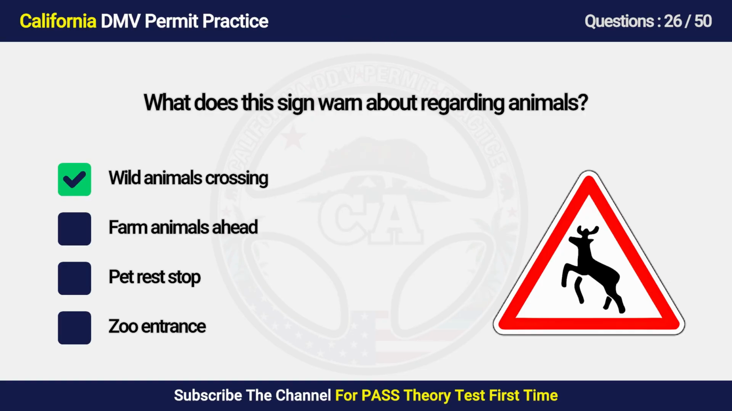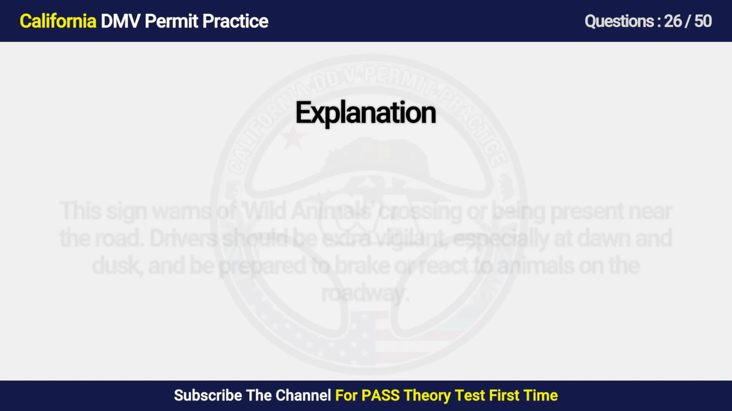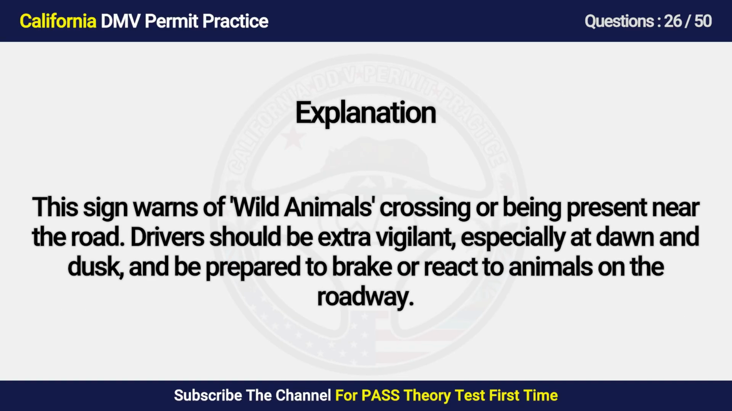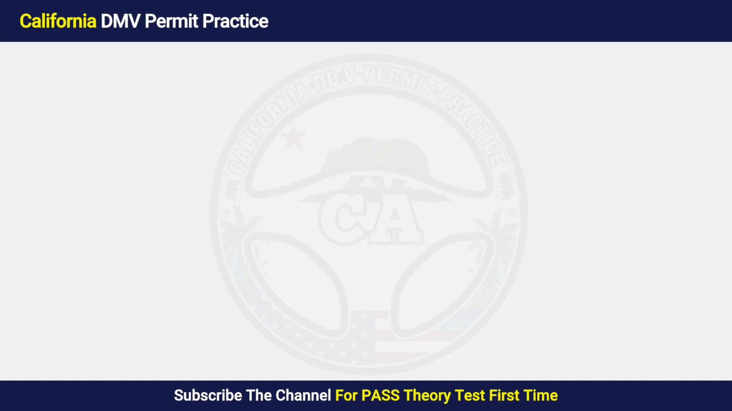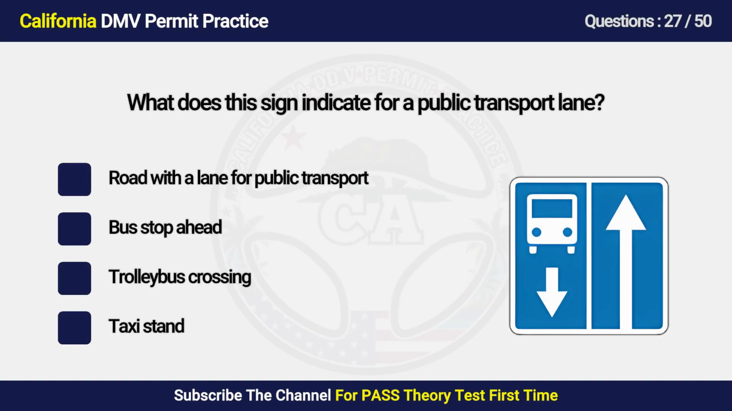Answer is A. Wild animals crossing. This sign warns of wild animals crossing or being present near the road. Drivers should be extra vigilant, especially at dawn and dusk, and be prepared to brake or react to animals on the roadway. Question 27. What does this sign indicate for a public transport lane? A. Road with a lane for public transport. B. Bus stop ahead. C. Crossing. D. Taxi stand.